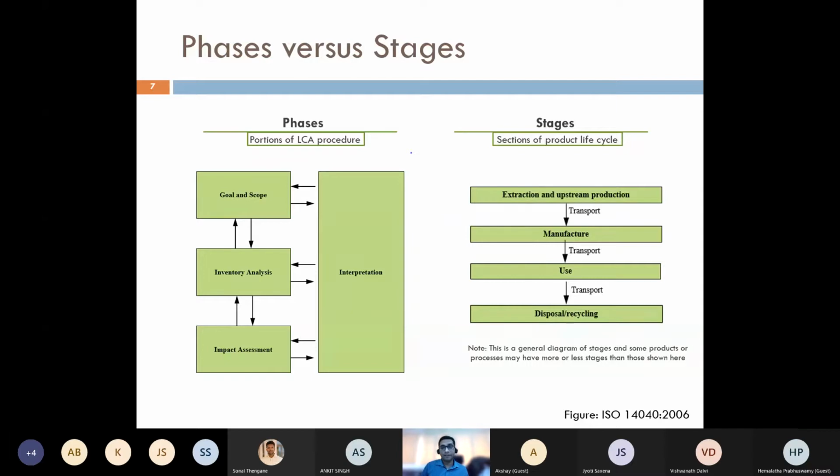Now, coming to the different phases and stages of an LCA. Let's start with the phases. It has 4 main phases. So any LCA that you do in the future would have to have these 4 stages.